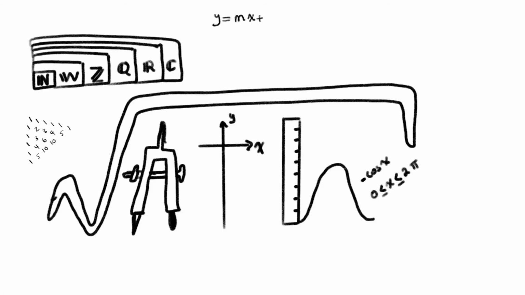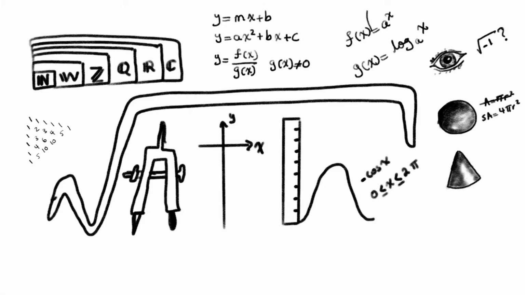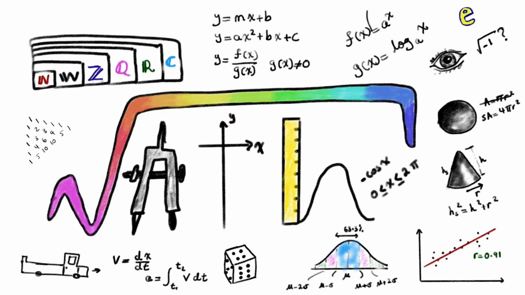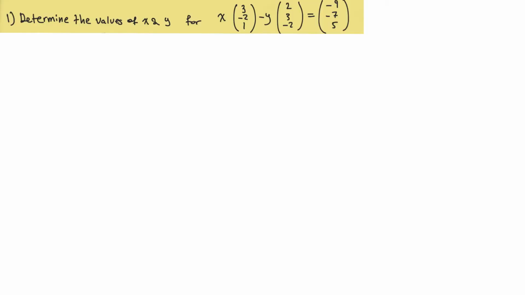Welcome to the full solutions to the practice questions from lesson 8, vector operations. In the first question, we want to determine the values of x and y for the following vector operations. We're multiplying one of the vectors by x, one of the vectors by y, subtracting them, and we're going to get a resultant vector of -9, -7, and 5 for the x, y, and z components.